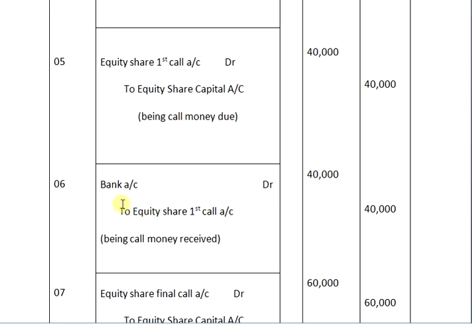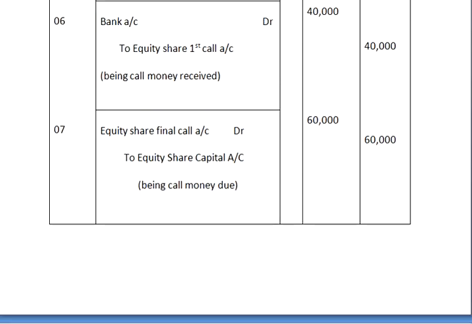When we are receiving, what will happen in the transaction? Bank account debit to equity share first call account. How much have we received? 20,000 into 2. The entire amount on the first call we are receiving. So 40,000 and 40,000. Coming to the next transaction, that is on the final call.